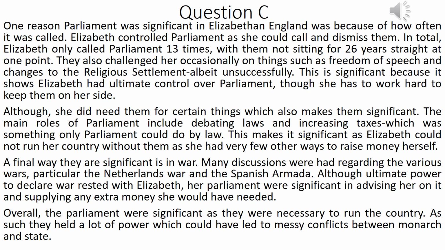One reason Parliament was significant in Elizabethan England was because of how often it was called. Elizabeth controlled Parliament as she could call and dismiss them. In total, Elizabeth only called Parliament 13 times, with them not sitting for 26 years straight at one point. They also challenged her occasionally on things such as freedom of speech and changes to the religious settlement, albeit unsuccessfully.